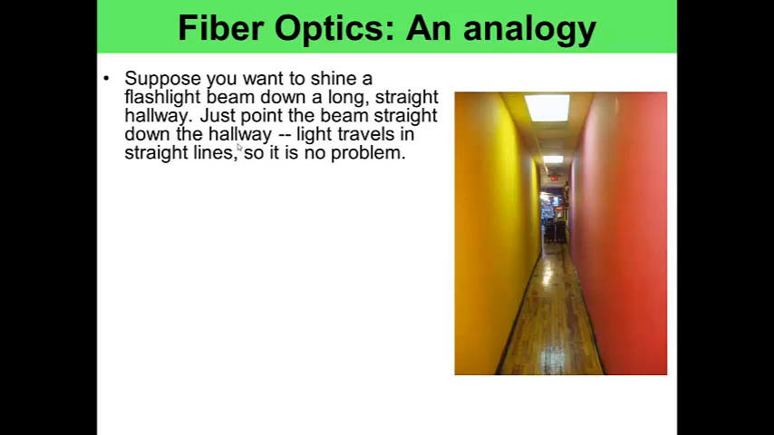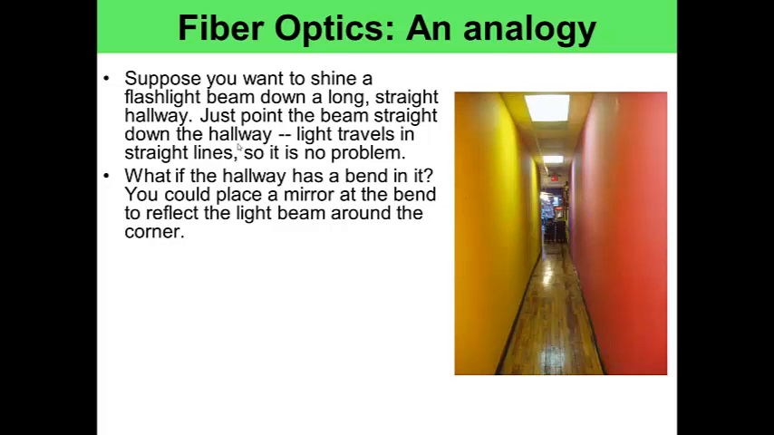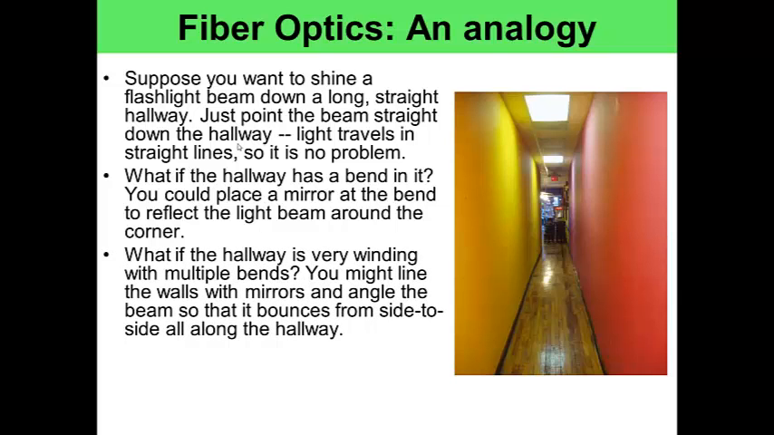Suppose you want to shine a flashlight beam along a straight hallway. Just point the beam down the hallway. The light travels in straight lines, no problem. What if the hallway had a bend in it? You could place a mirror at the bend to reflect the light beam around the corner. What if that hallway is very winding with multiple bends? You might line the wall with mirrors and angle the beam so that it bounces from side to side all the way along the hallway. This is what happens in a fiber optic cable.